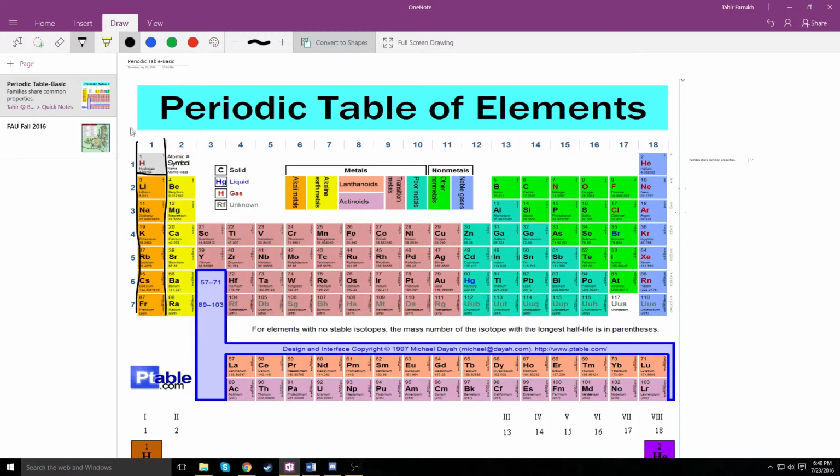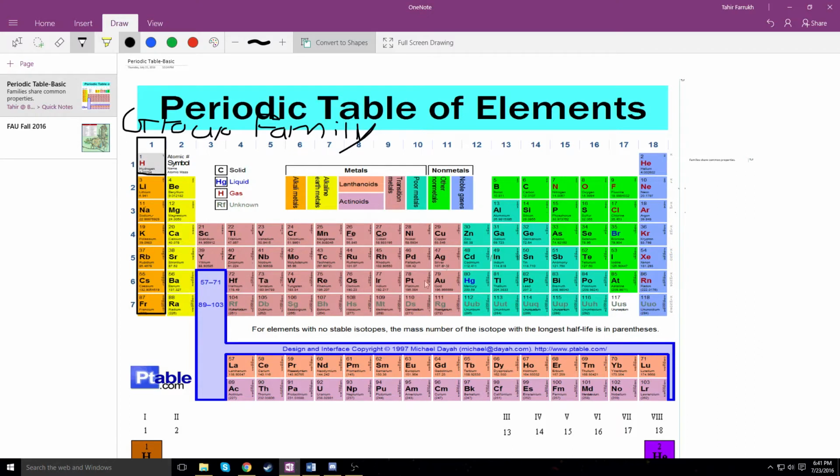So each column is actually called a group, or family. I know my handwriting is kind of bad because I'm doing this with a mouse. Family. Okay, so each one is a group or a family. So from lithium to francium, this is one group or family. From beryllium to radium, that is one family. From titanium to rutherfordium, that is one family.